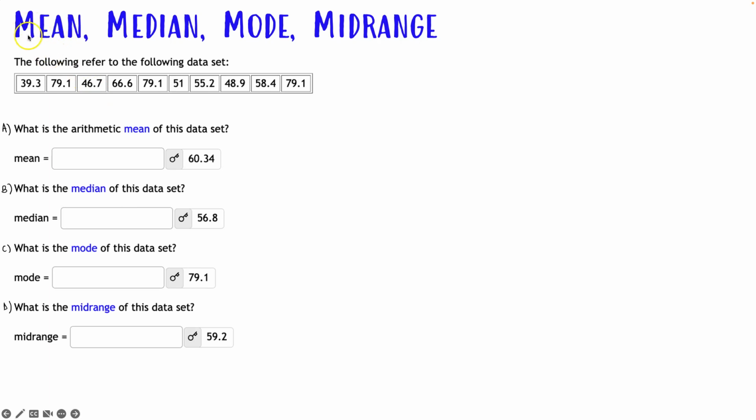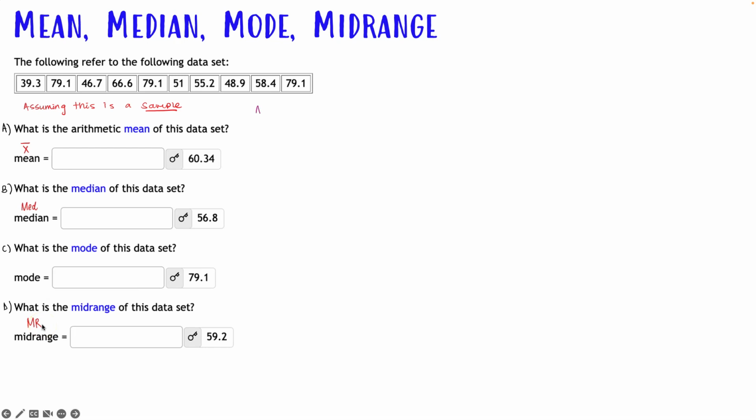In the chapter where you learned mean, median, and mode, you learned that there was a difference in symbols that you would use for a sample mean versus a population mean. We're going to assume that this is a sample. So if this is a sample mean, that means we will write the arithmetic mean with X bar. Median can be abbreviated as MED, mode is just mode, and mid-range can also be abbreviated as MR.